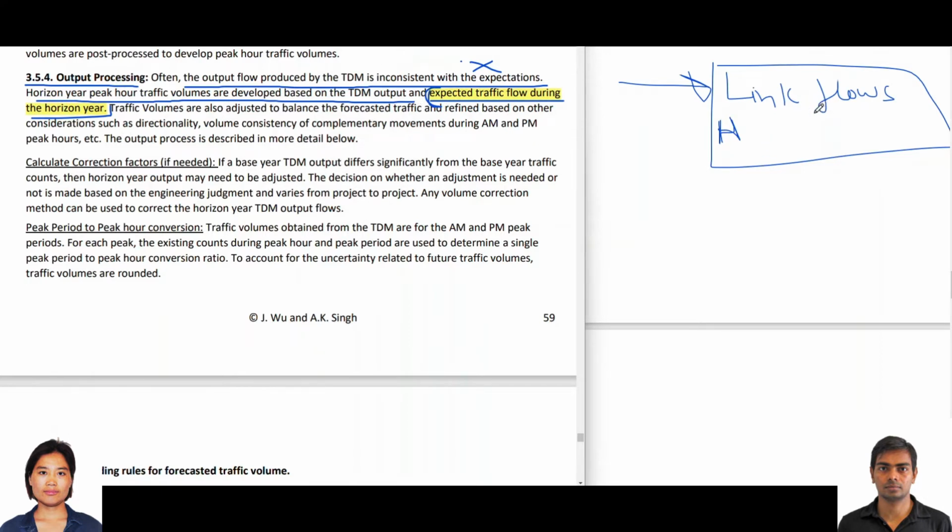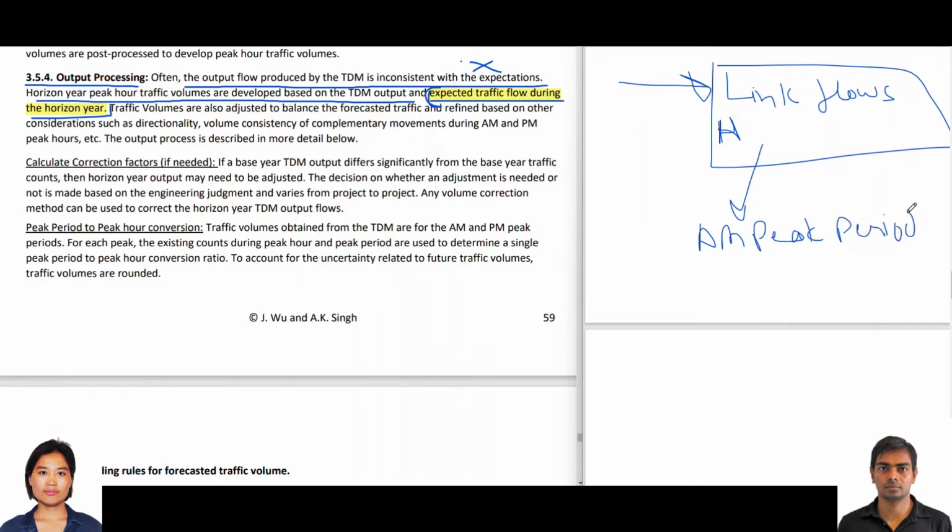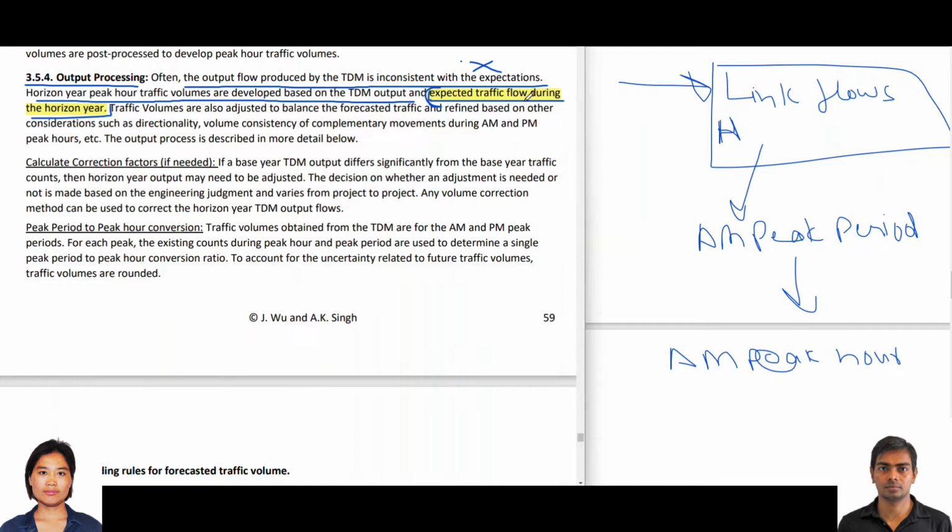So once we get the link flows, we usually get them for the AM peak period, and we have gone through the discussion of peak period versus peak hour. These peak period link flows are then used to generate AM peak hour volume. Now this is based on these link flows and also expected traffic flow during the horizon year.